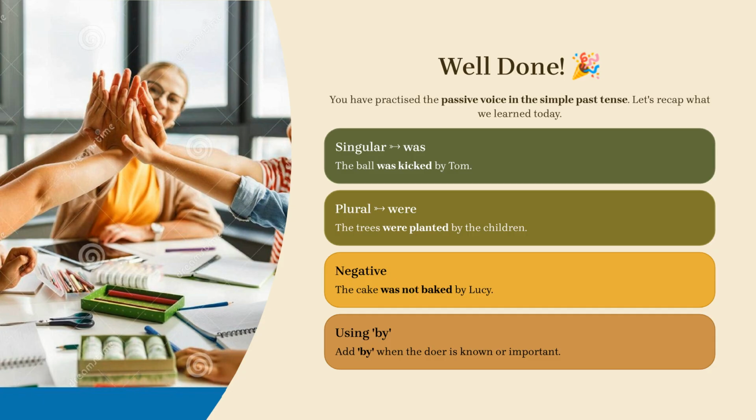Well done! You have practiced the passive voice in the simple past tense. Let's recap what we learned today. For singular subjects, use was, like in, the ball was kicked by Tom. For plural subjects, use were, like in, the trees were planted by the children. For negative sentences, use was not or were not, like in, the cake was not baked by Lucy.